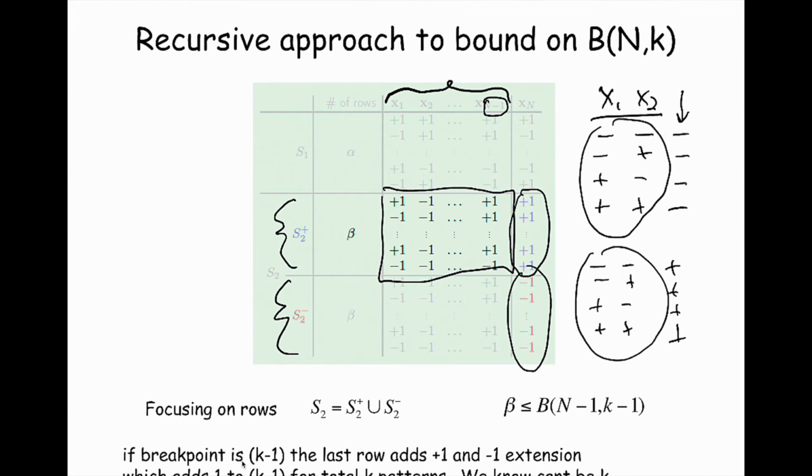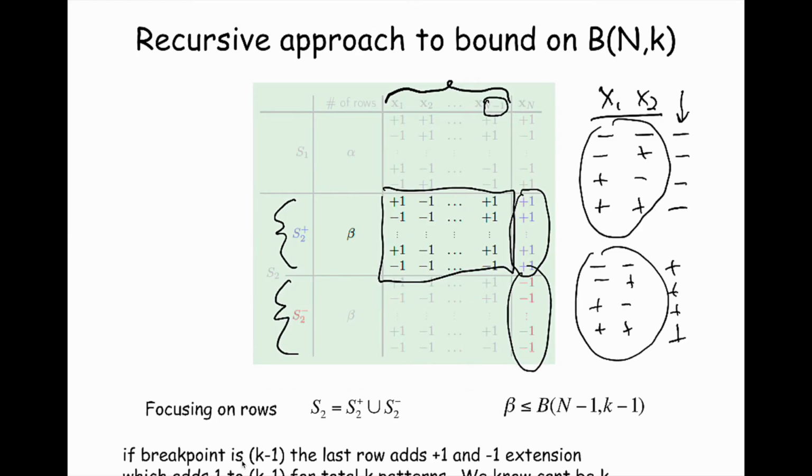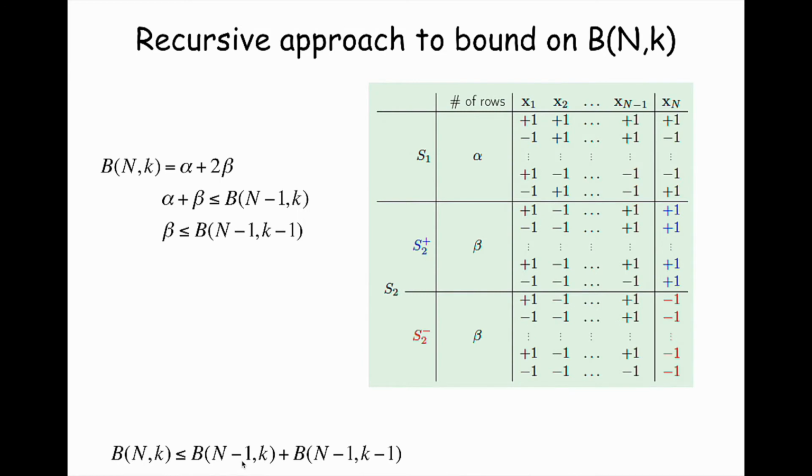All right, so we have a bunch of expressions here. We have an original expression using equality that talks about the number of dichotomies that you can form using n data points and a breakpoint of k. We talked about an upper bound on the size of the S1 and S2 plus region. We talked about an upper bound, now this last point, on the size of the S2 plus region, which is the same size as the S2 minus region.